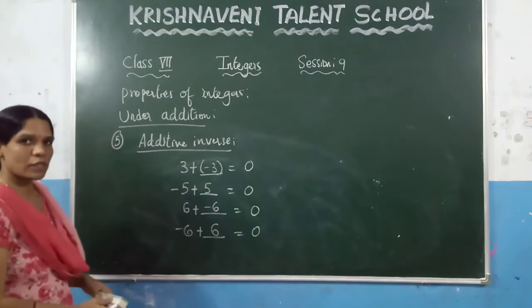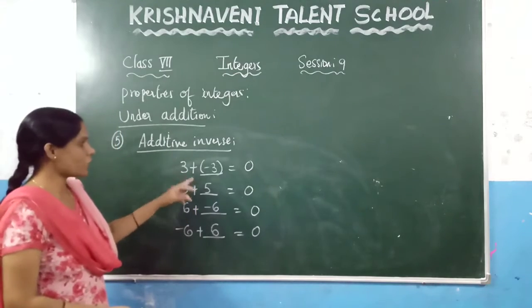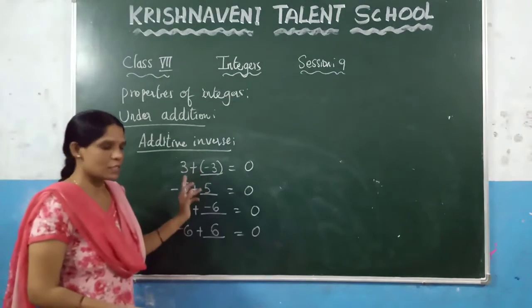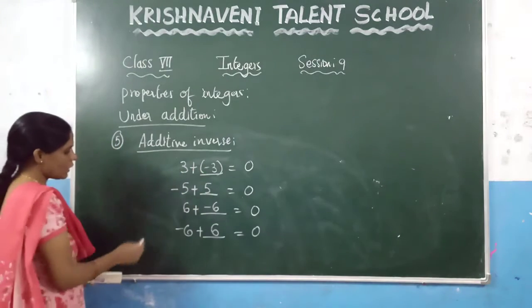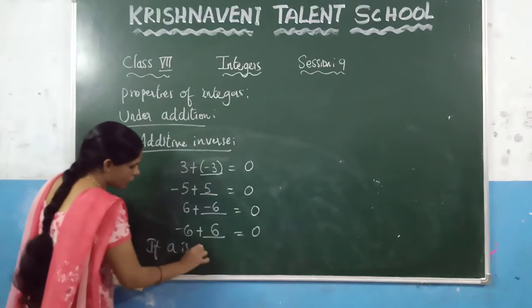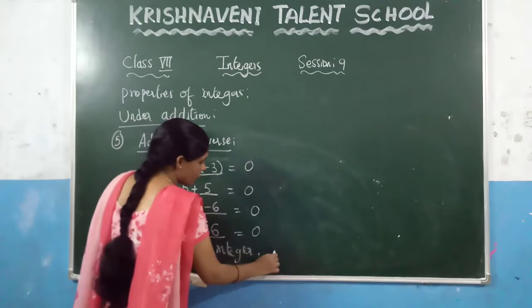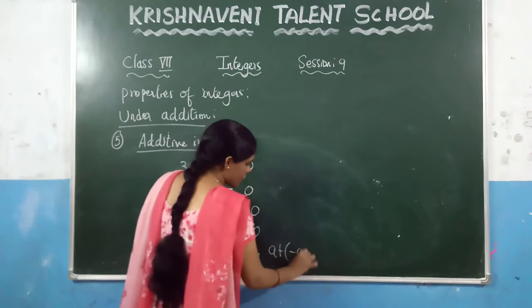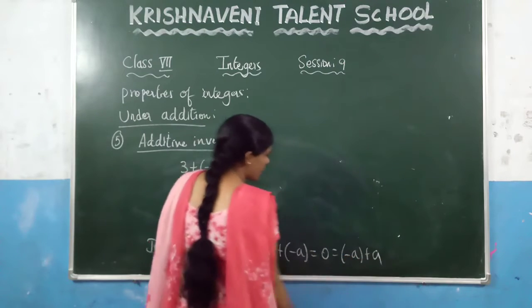From this, what can we conclude? If you take any integer and want to find the additive inverse of the given integer, you just need to change the symbol of the given integer. So here, what it states is, if a is an integer, then the additive inverse says a plus minus a must be equal to 0. That must be equal to minus a plus a.